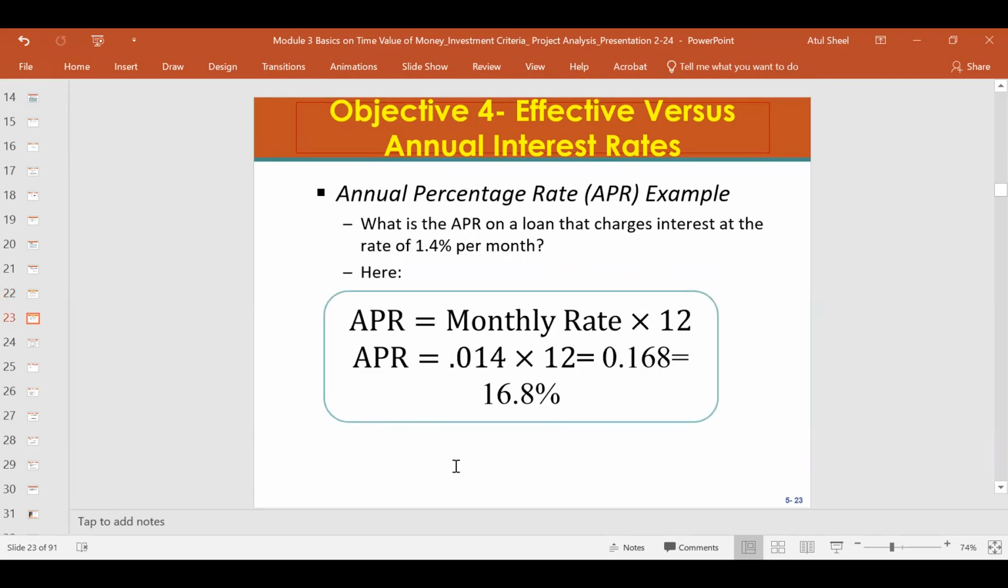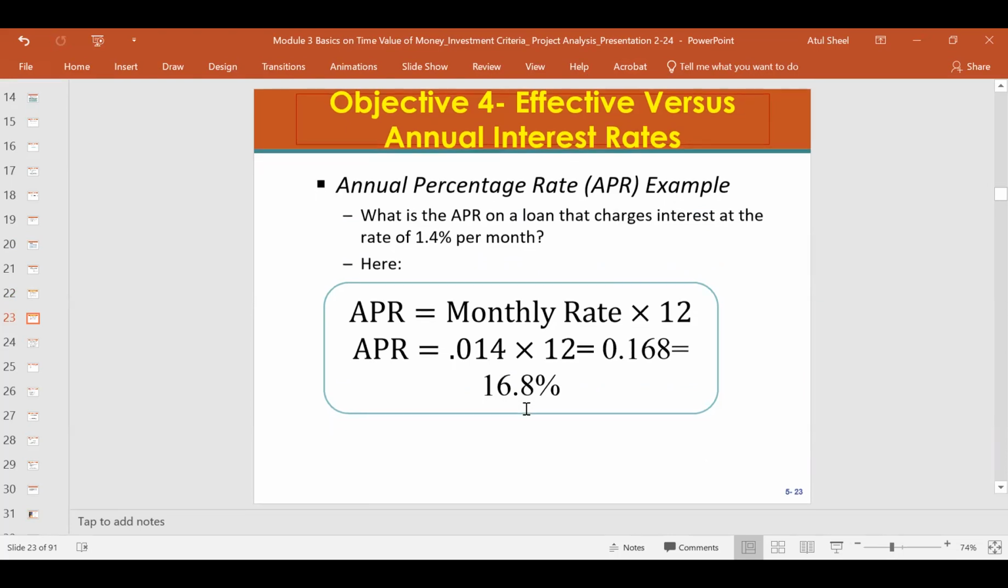And we'll do some examples over here. Annual percentage rate, APR. What is the APR on a loan that charges interest at the rate of 1.4% per month? Again, it is a very simple concept. So simple interest is used here. So just multiply 12 times 1.4%. So that's 16.8% is the APR.